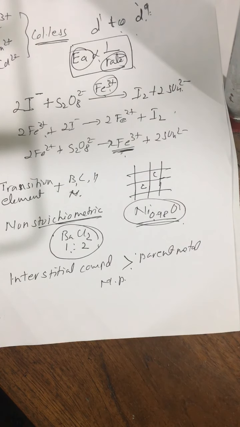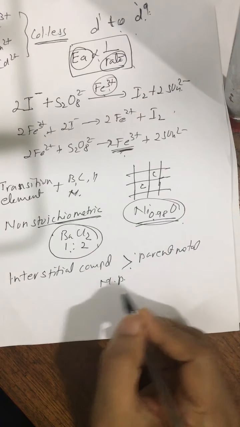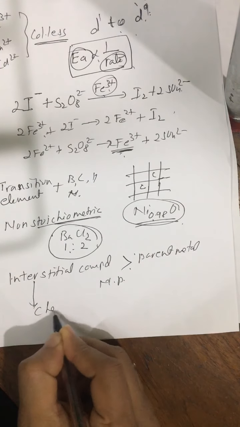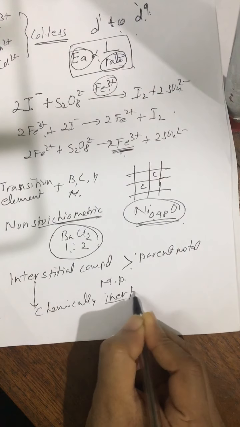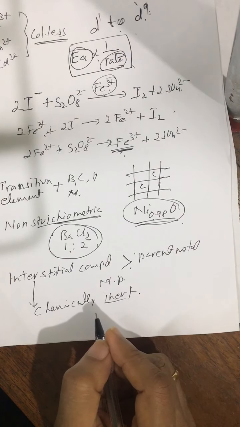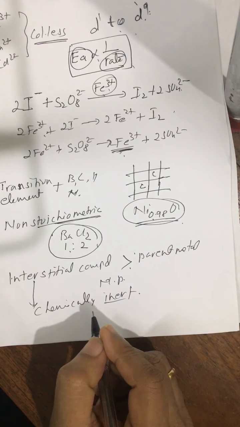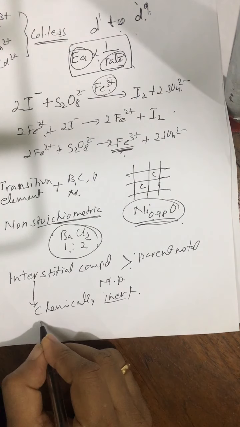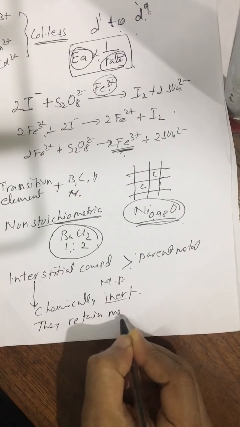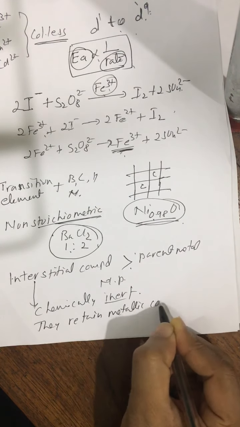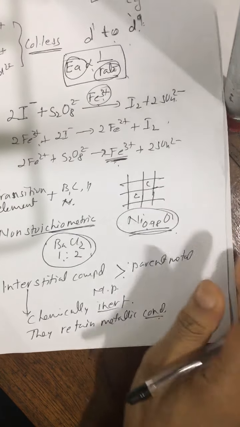They are chemically inert. Interstitial compounds are chemically inert. This point is also important. And they retain metallic conductivity. So these points are important.